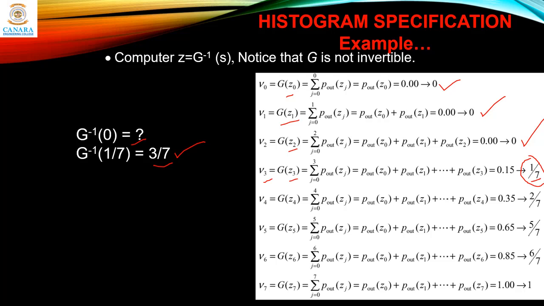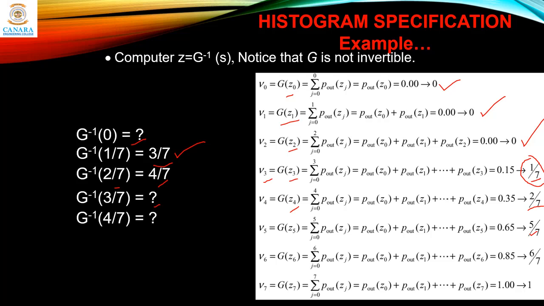Okay, next, G inverse of 2 by 7 here maps to 4. Okay, 4 is 4 by 7. So level 4 by 7 acquires the pixel values from level 2 by 7 of the input. Next, after 2 by 7 we are seeing 5 by 7 here. Okay, there is no 3 by 7 or 4 by 7. So G inverse of 3 by 7 not sure. G inverse of 4 by 7 again not sure because it's not given, so we'll put a question mark there.